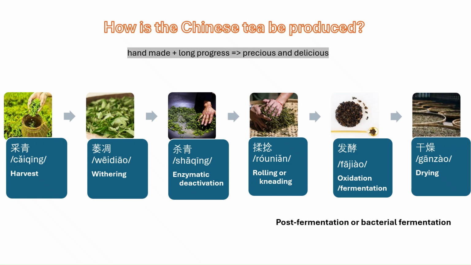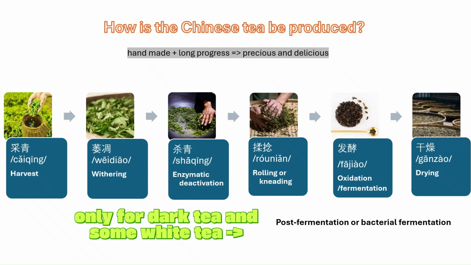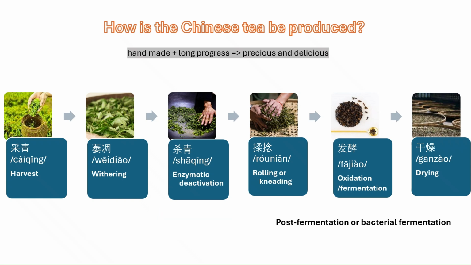There's an extra step, post-fermentation or bacterial fermentation. This only occurs in the variety known as Shou Pu-erh dark tea, or in some types of Bai-cha white tea. Tea is stored under controlled conditions of humidity and temperature, which produce bacterial fermentation through certain microorganisms that naturally inhabit the leaf, such as bacteria and yeast.